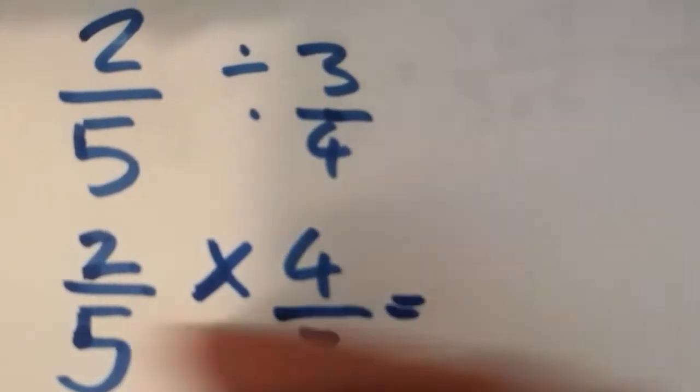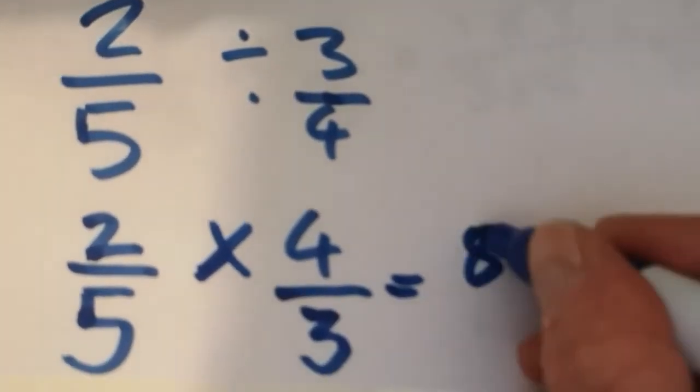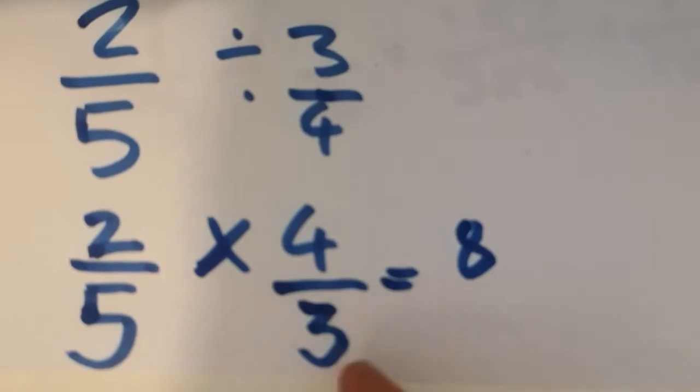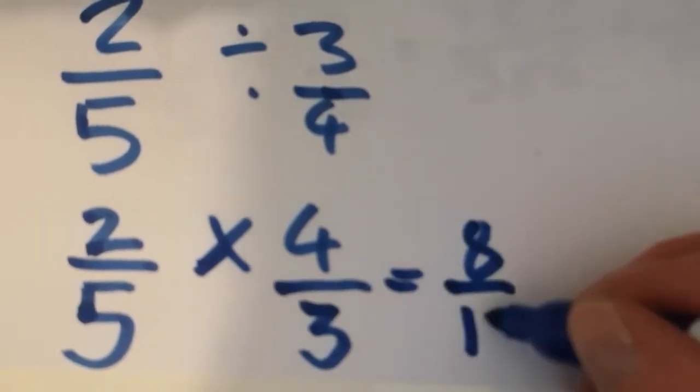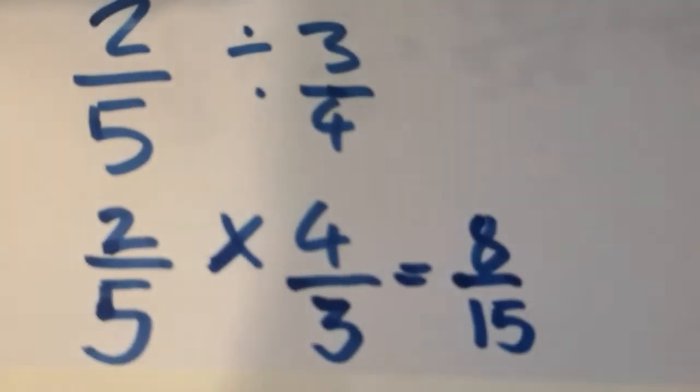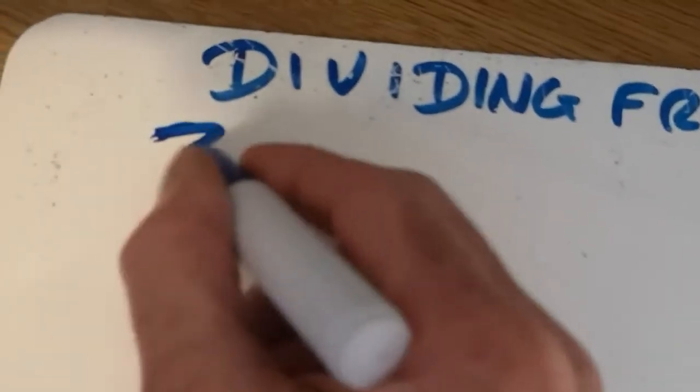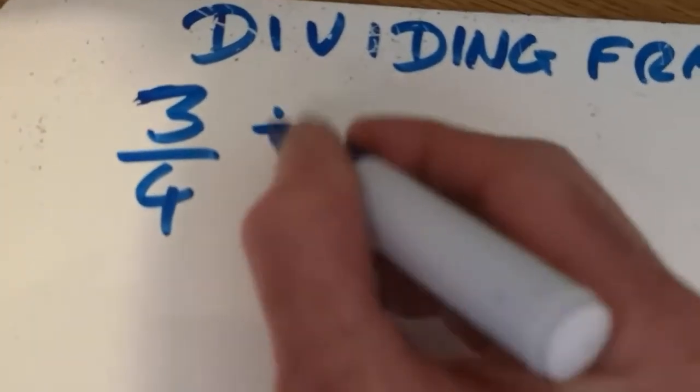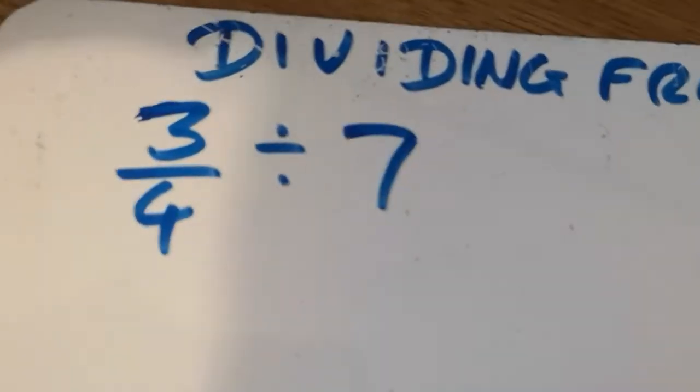And then I'm simply doing 2 times 4, which is going to give me 8. And 5 times 3, which is going to give me 15. Can't cancel that down anymore, so that's my final answer. Another way this might get asked though, if I look at another example on this, you might get something that looks like this. 3/4 divided by 7.